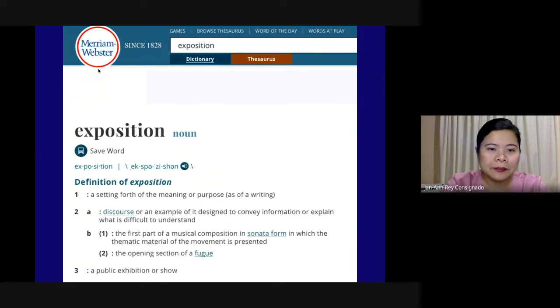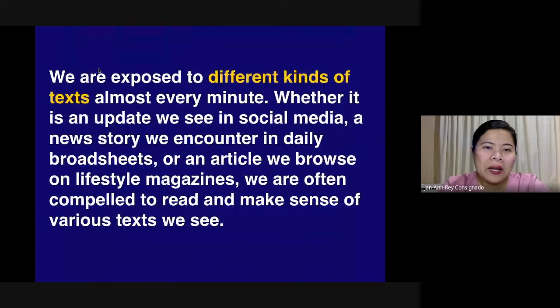Letter A. I will be repeating this. A setting forth of the meaning or purpose as of a writing. And number 2, letter A, discourse or an example of it designed to convey information or explain what is difficult to understand. We are exposed to different kinds of texts almost every minute.